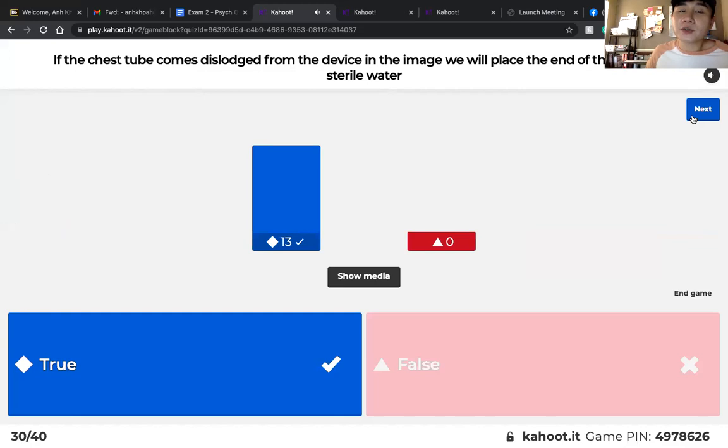All right, so if the chest tube is dislodged from the device in the image, we will place the end of the tube in sterile water, correct? This is done before we go and talk to the doctor. So if there are questions about talking to the doctor versus putting it in sterile water, we would put it in the sterile water first.